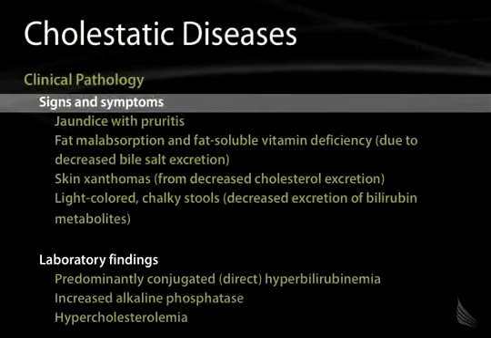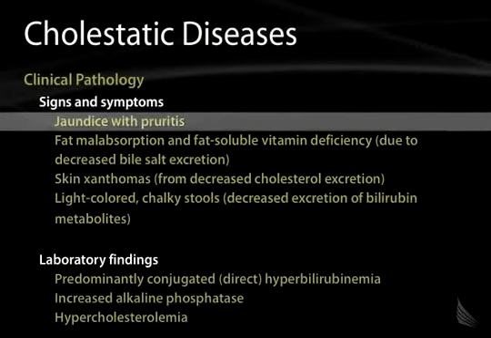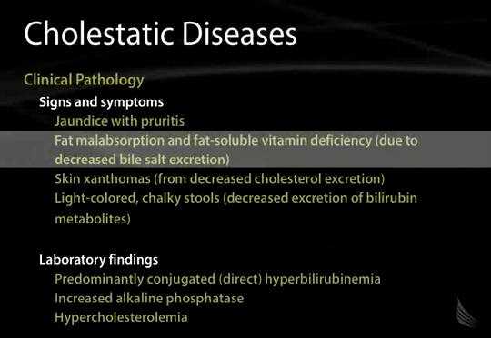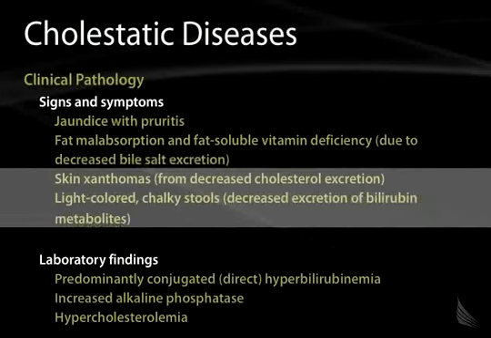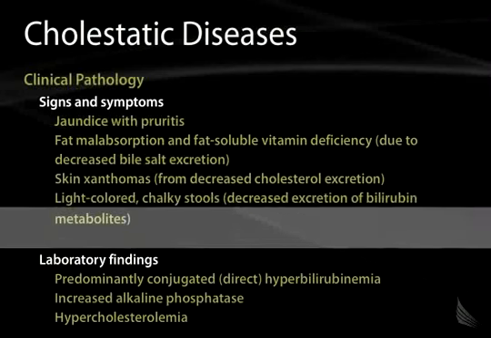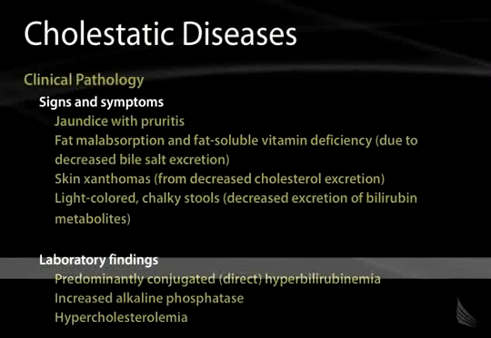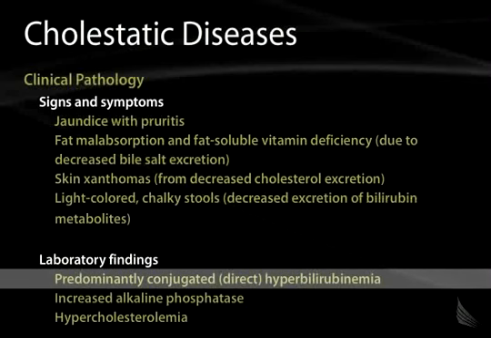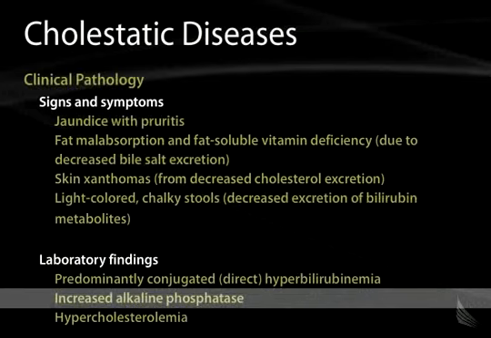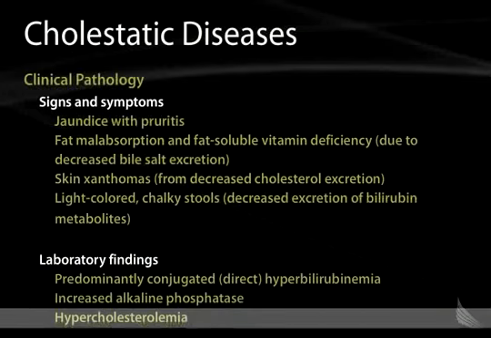Signs and symptoms associated with cholestatic disease include jaundice with pruritus, fat malabsorption, and fat-soluble vitamin deficiency due to the decreased bile excretion, skin xanthomas from decreased cholesterol excretion, and light-colored chalky stools, which usually indicates a deficiency of bile in the stool. The predominant lab findings are an increase in the direct bilirubin, an increase in the alk phos, and an increase in the cholesterol.